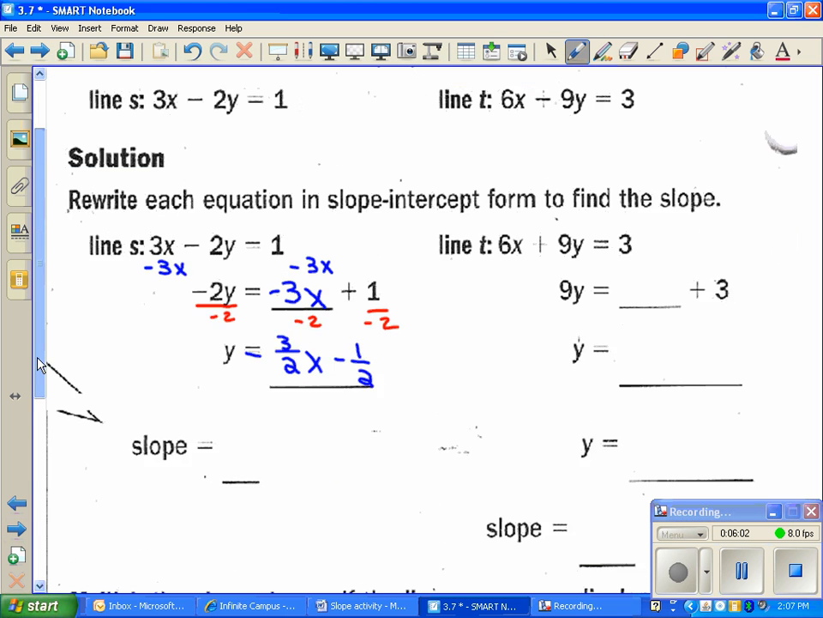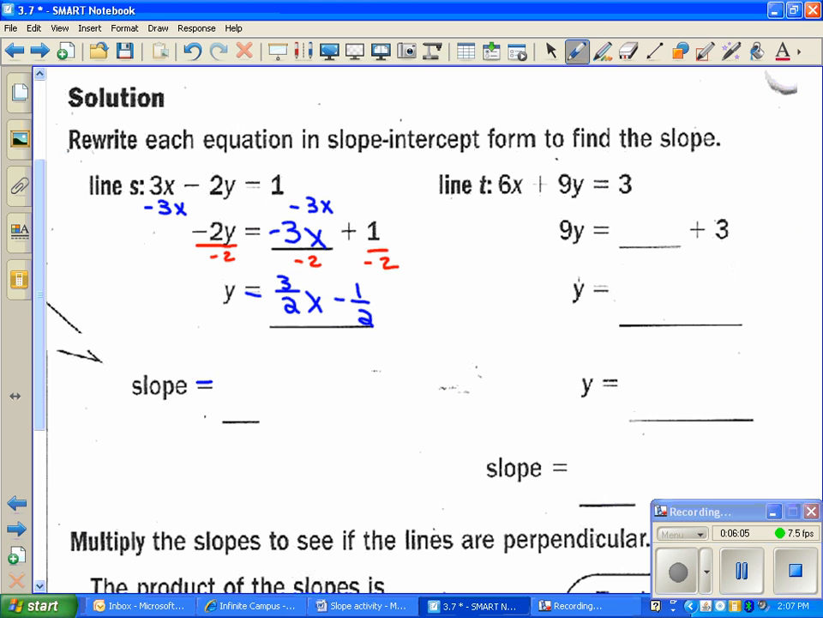What is the slope of this equation? The slope equals positive 3 over 2. It's the number in front of the x.